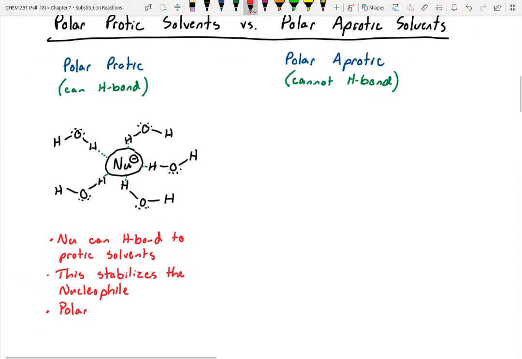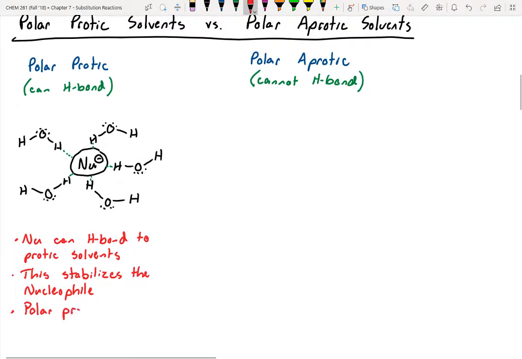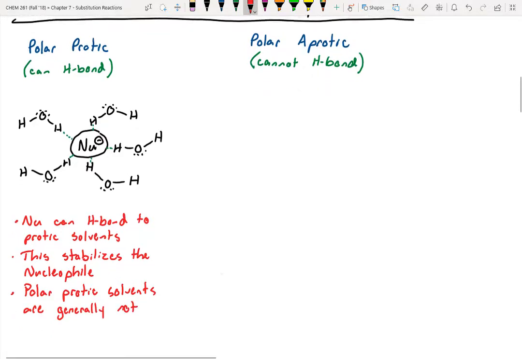So let me zoom out a bit. So polar protic solvents are generally not desirable for SN2. Let me clean up my knot there. Generally we're going to have to be worried about? So there are some situations where that generally term does come into play.